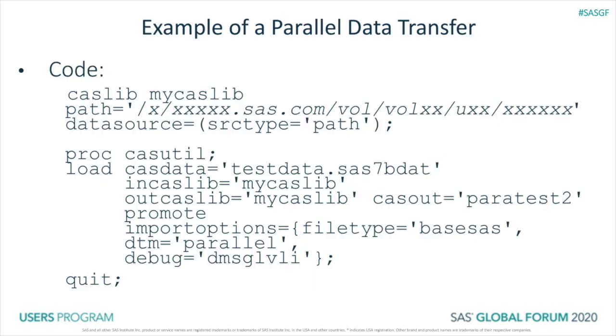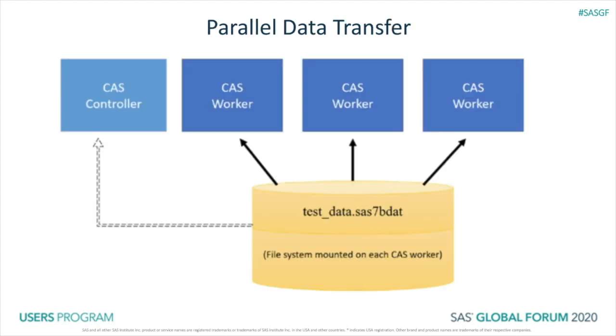The second is that each of the CAS workers has direct access to the CASLIB that contains the SAS data set you're loading. So in this slide, we can see that each worker has access to the CASLIB that contains the test data set. So when this data set is loaded in parallel, the data is loaded simultaneously directly into each of those CAS workers.